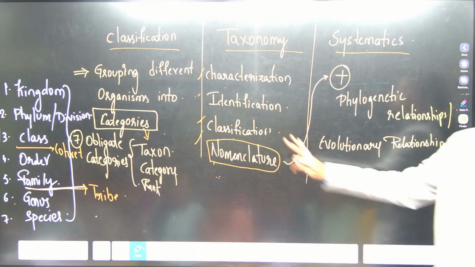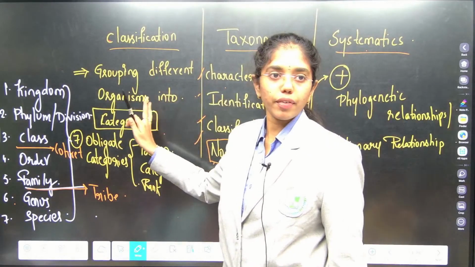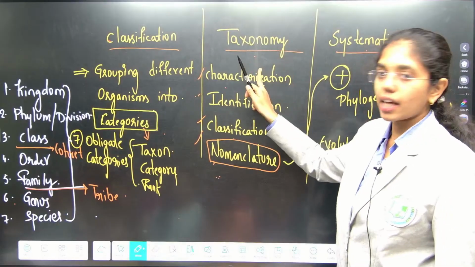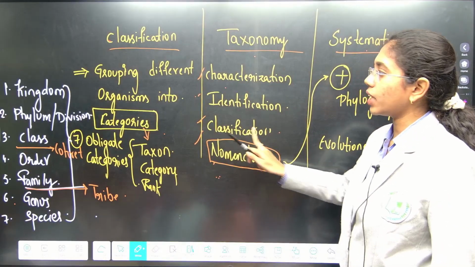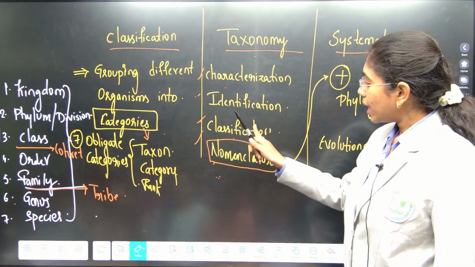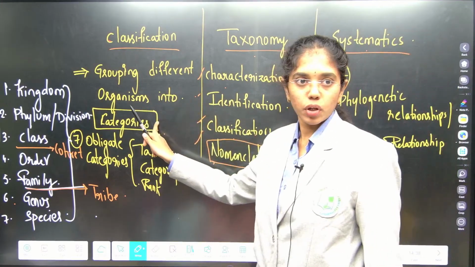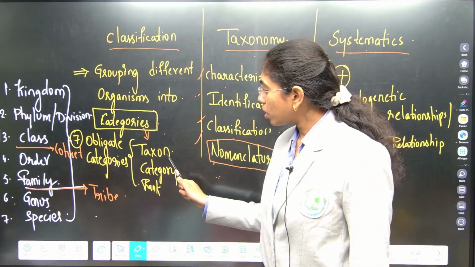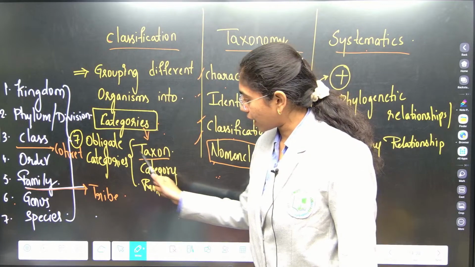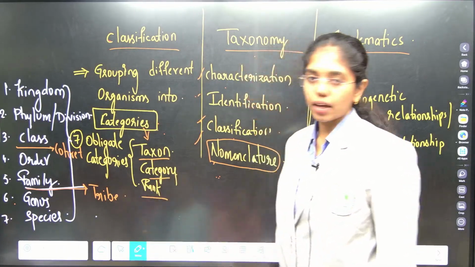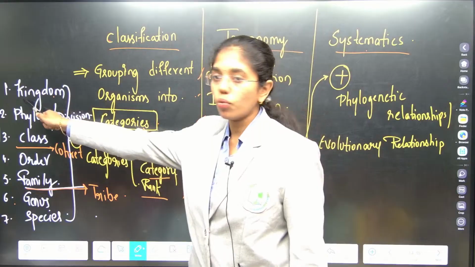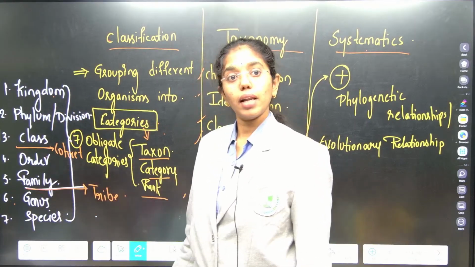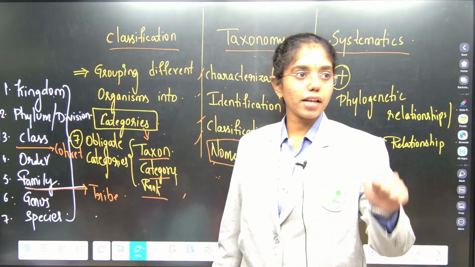Done? So, what is classification? Grouping into different categories. What is taxonomy? It starts from the procedure of characterization, identification, classification, nomenclature. Classification is categorizing into 7 obligate categories. Those are addressed as taxon, category or rank. What is the rank of kingdom? 1. Rank of species? 7. Rank of order? 4. Like that, those are addressed as taxon, category or rank.